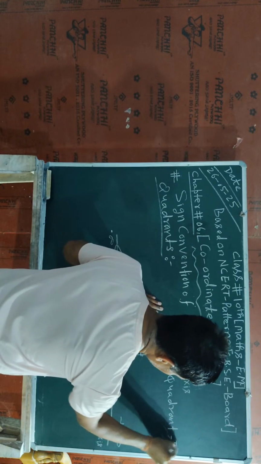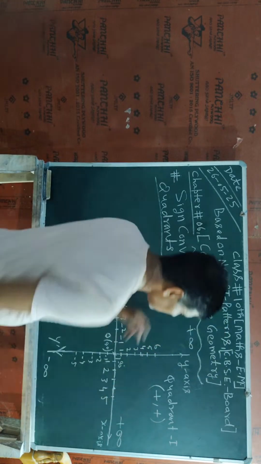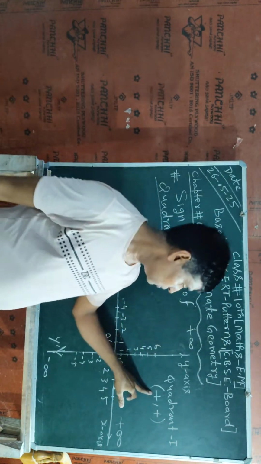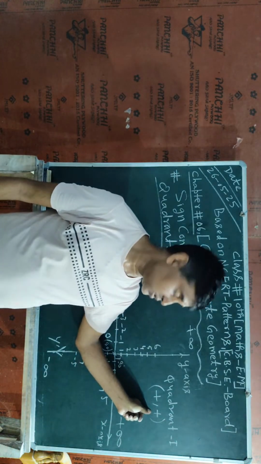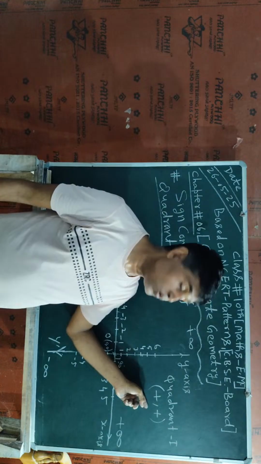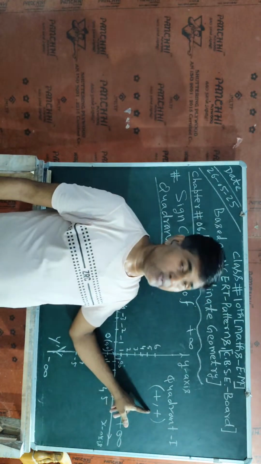In the first quadrant I have to take the sign plus. It means the x value will be positive, and the value of the y coordinate will also be positive. So in the first quadrant, the values of the x-coordinate (abscissa) and the ordinate will both be positive.